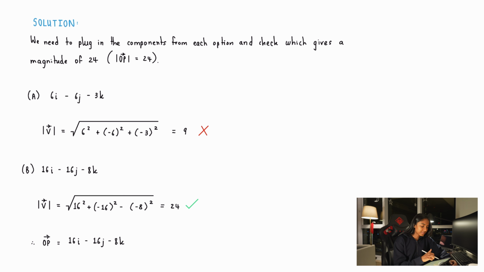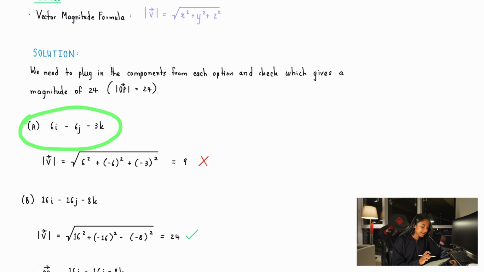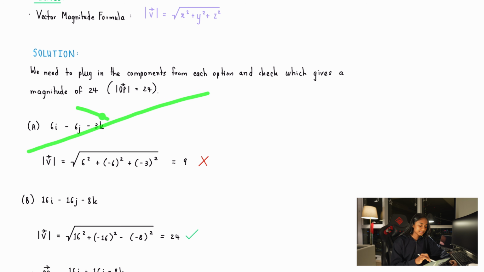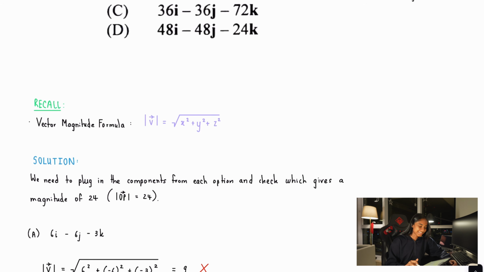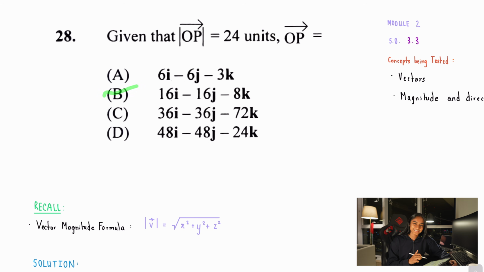So let's begin with A. We have x is 6, y is -6, and z is -3. We plug it into the formula and simplify to get 9. It is incorrect. Eliminate A entirely. B, you can see here the green tick, which means that when we substituted these values into the formula, we got 24. I did not do C and D. However, if you do C and D and get 24, I owe you 1 Colombian peso. So let's hope that they didn't make an error and B is the answer.